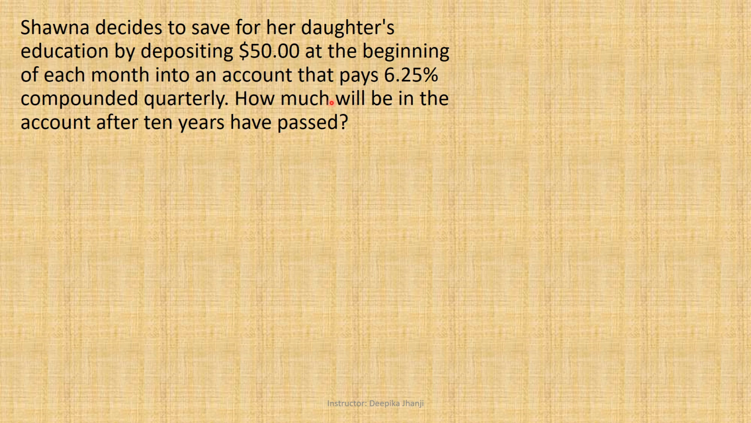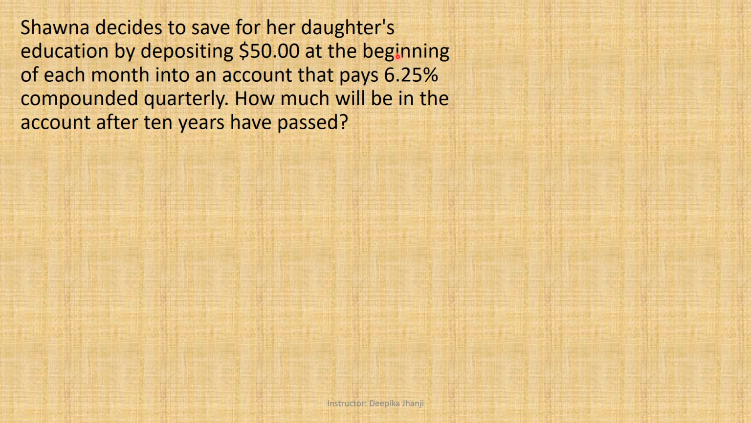Next question. Shawna decides to save for her daughter's education by depositing $50 at the beginning of each month. That pays 6.25% compounded quarterly. How much will be in the account after 10 years have passed? How much in the account? That means we need to figure out the future value, right? It is a case of beginning, so it is annuity due.